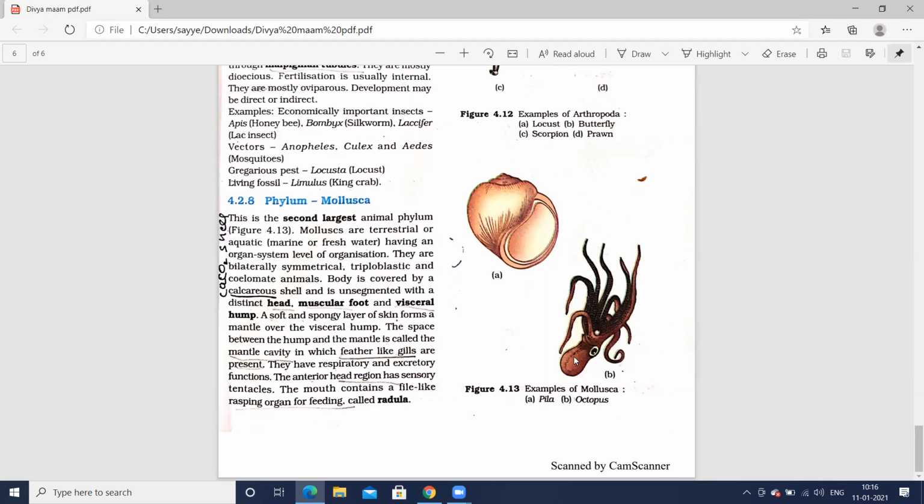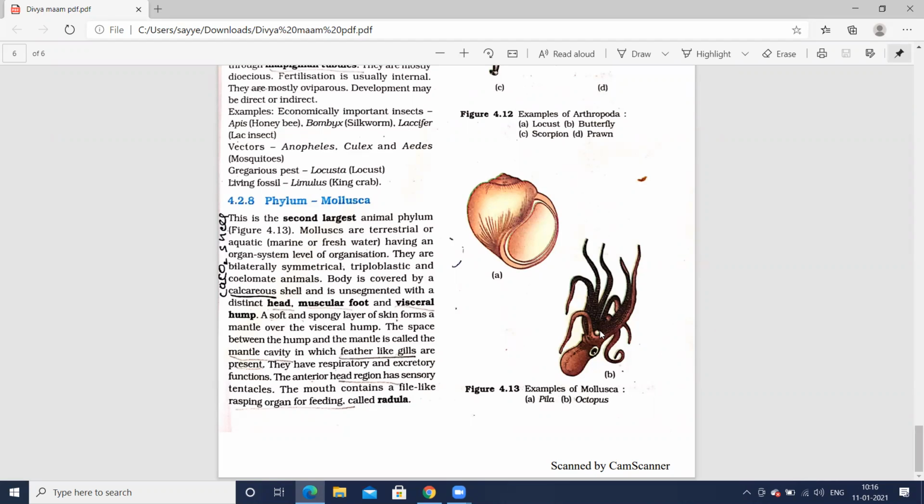No, ma'am. What about these? These ones? Yes, ma'am. These are the sensory tentacles. And if you see the upper mouth part, the feeding organ, the white colour dot that you can see is the radula. This is the feeding organ.